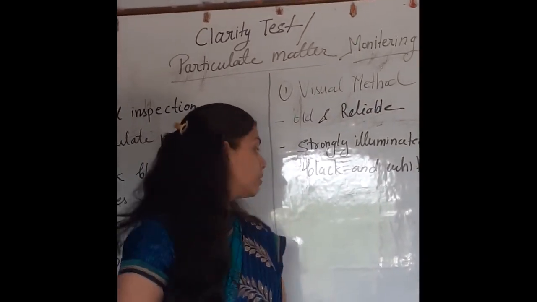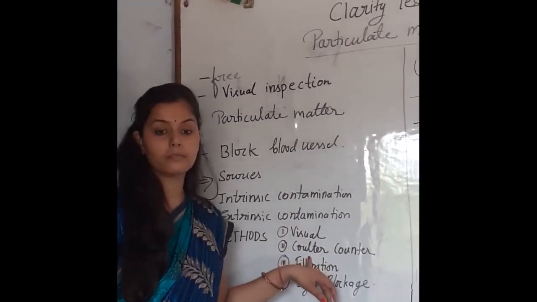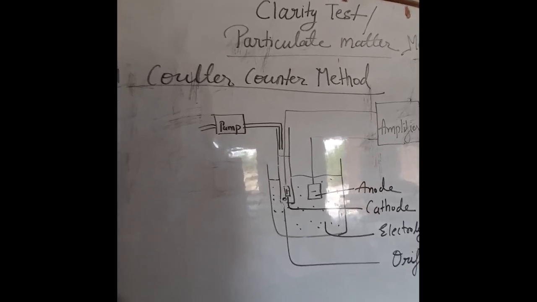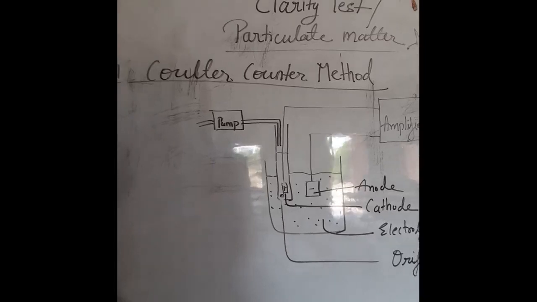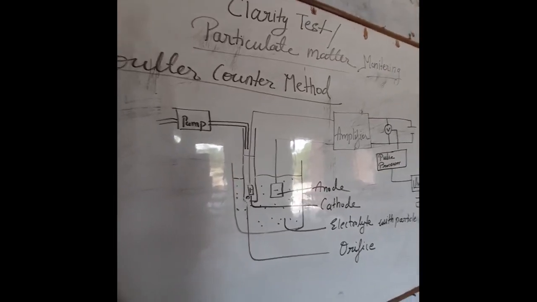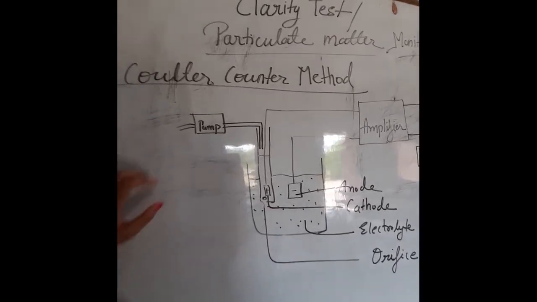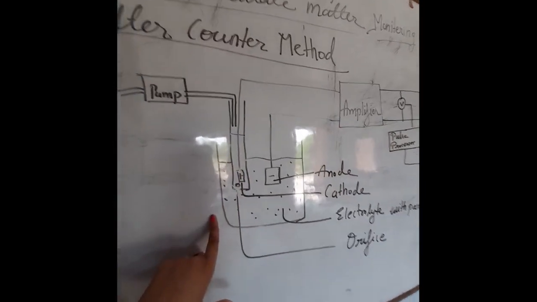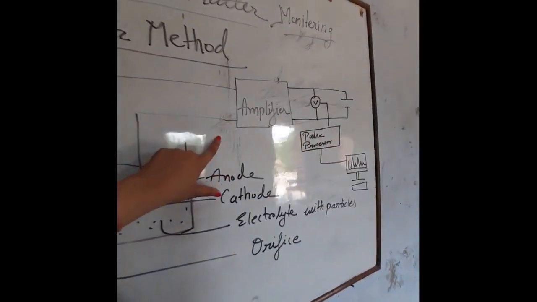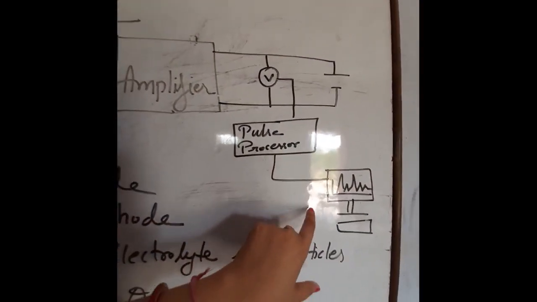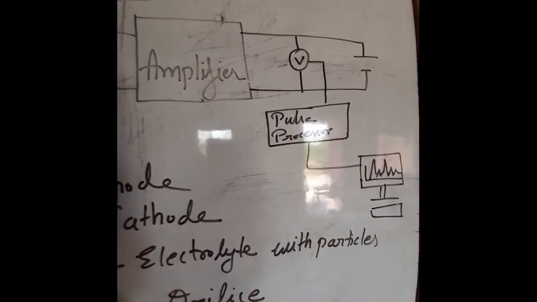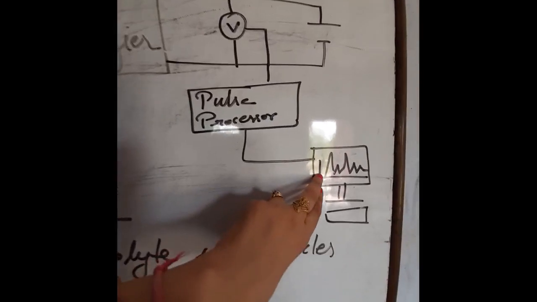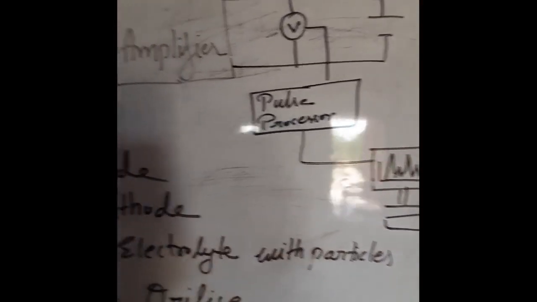Next method we will go is the counter method. Counter method is used to detect the size and number of particles present in the parenteral formulation. As you can see the assembly for counter method, the assembly consists of a pump, two electrodes, anode and cathode, a glass container, a U-tube, an amplifier, a pulse processor and a system to detect the signals, which will show the size of the particle, that the particle is smaller or larger. It depends on the height of the peak.